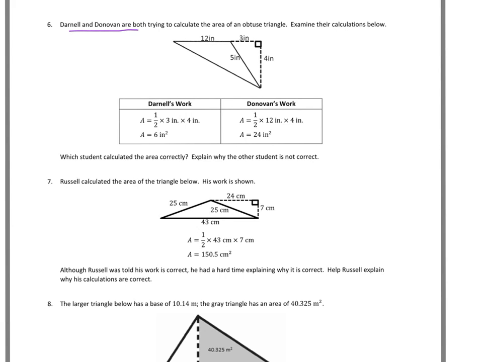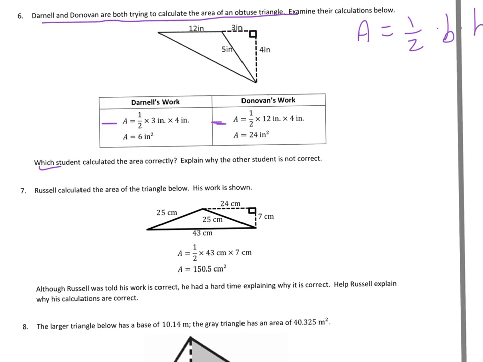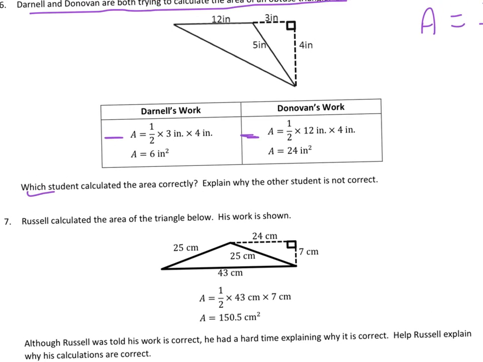Darnell and Donovan are both trying to calculate the area of an obtuse triangle. Examine their calculations below. So they're trying to do area, and I see the formula they're using is 1/2 times base times height. And I can see that right here and right here. Now, the bottom statement says, which student calculated the area correctly? Explain why the other is incorrect. So let's really dive into this.